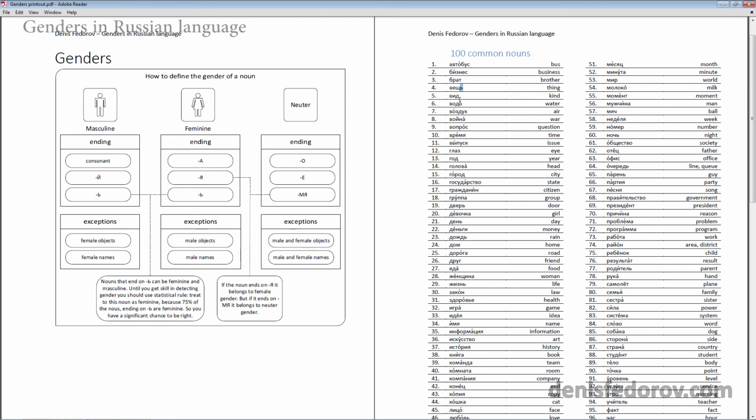Вид, kind. Its last letter is D, which is a consonant. So, this word has masculine gender. Вода, water. Its last letter is A, so this word belongs to feminine gender. And so on and so on. That's how the rule works.